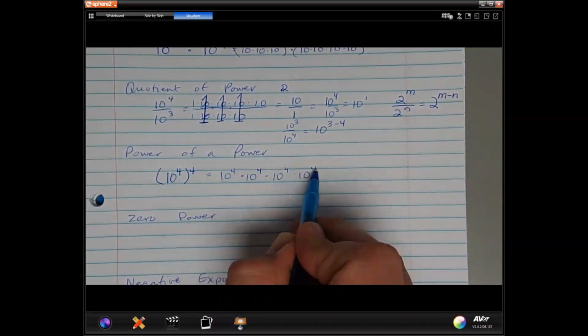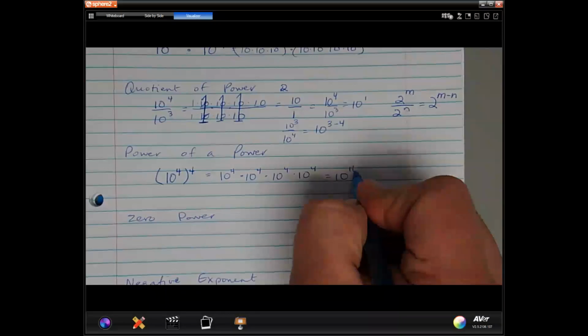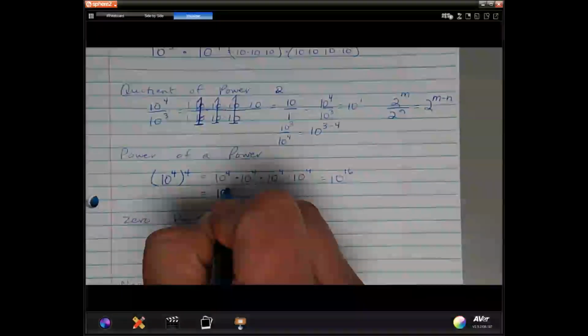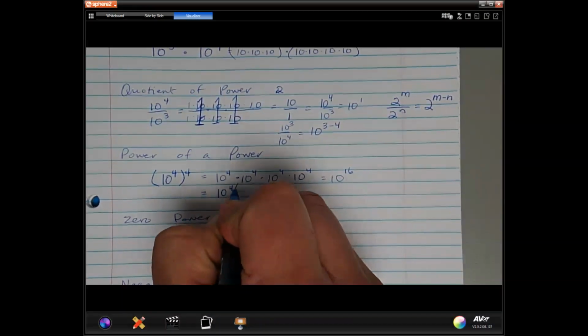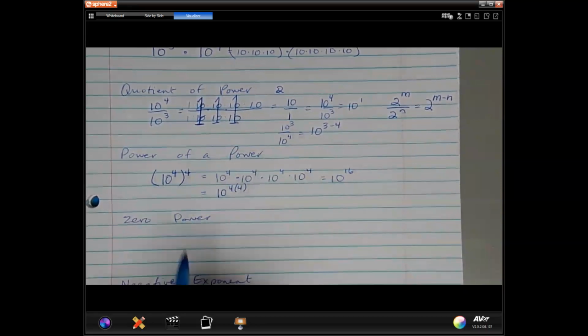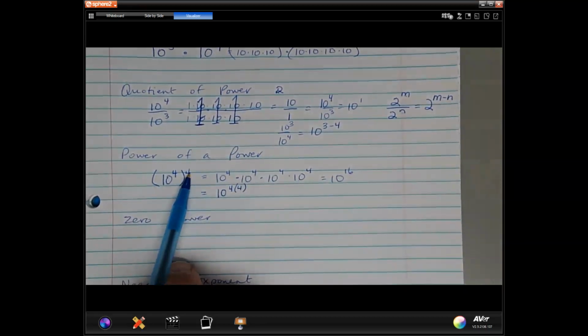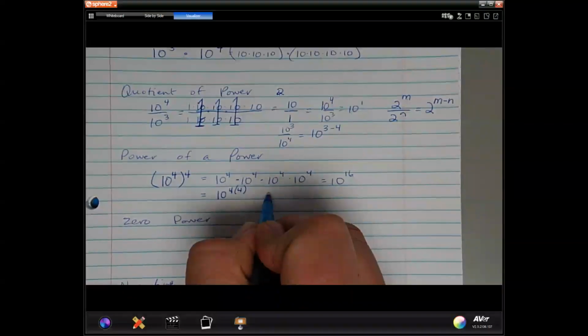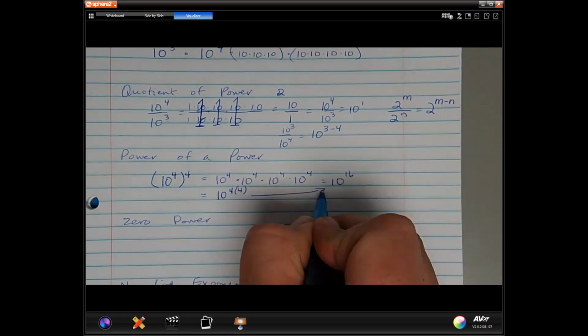4 plus 4 plus 4 plus 4 equals 10 to the 16th power. What power of a power does for us is tell us that we can take the power that's given multiplied by the power that's there. So this is kind of like saying 4 groups of 10 to the fourth power, and we simply see that the exponents are multiplied together to give us the same outcome, 10 to the 16th power.